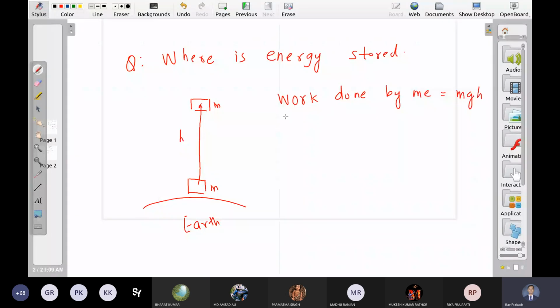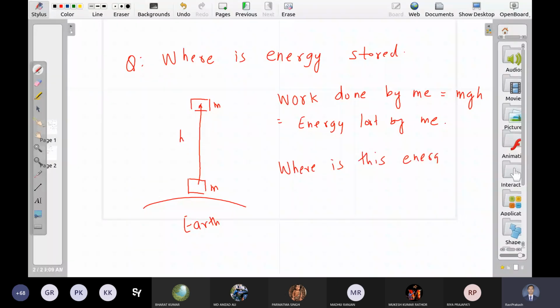And this is actually energy lost by me. This much energy I lost. If I do this much work, I will feel tired because this much energy content has gone out from my body. Where is this energy? The energy must have reached somewhere. So this is the energy lost by me. Where is this energy now?